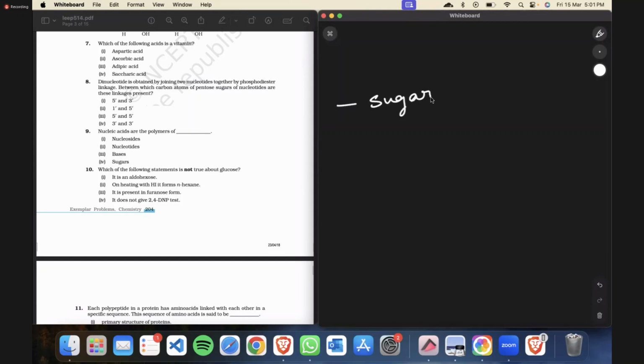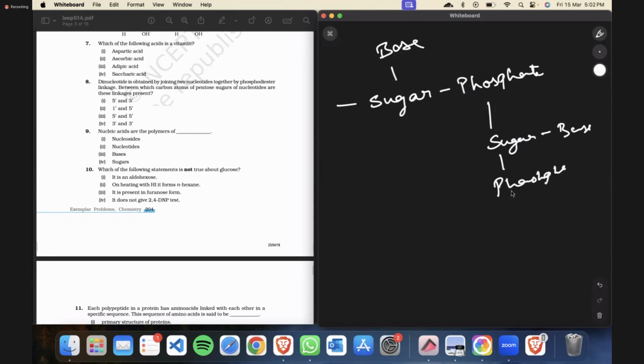So there's a sugar over here, and a base is connected to it. Now a phosphate, PO3. Again, the same unit, the same thing repeated. It will be connected with a sugar. Sugar will be connected to a base, and sugar will also be connected to a phosphate. Now again the same thing repeated. Phosphate is connected to what? Sugar. Sugar is connected to base, and sugar is also connected to a phosphate. So this whole thing will be repeated multiple times.